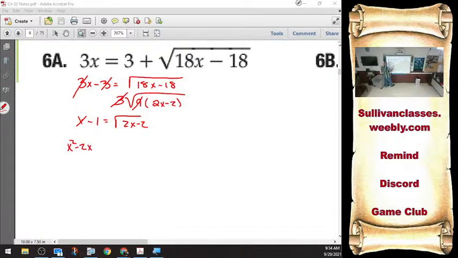X squared minus 2x plus 1 is 2x minus 2. Everything over to one side. X squared minus 4x plus 3. Didn't you have, if you didn't do all of that, 3x squared minus 12x plus 9? Yep. And then you just have to reduce it down anyway. So, okay, so 9 times, oh yeah, because it's squared.